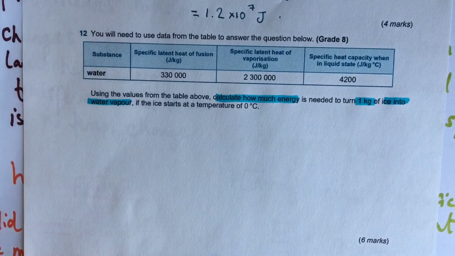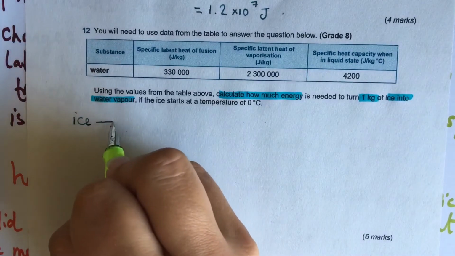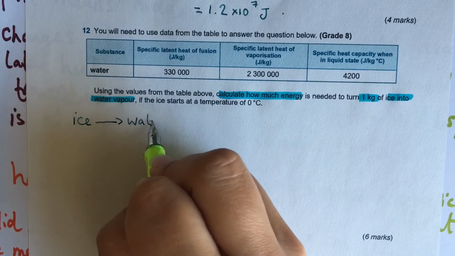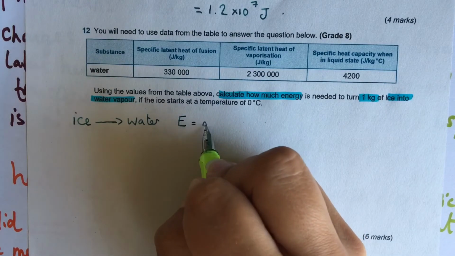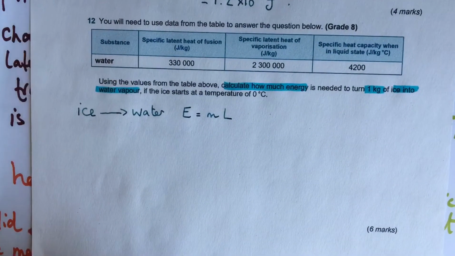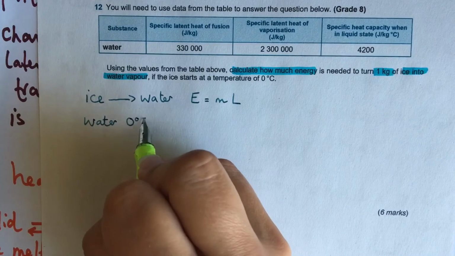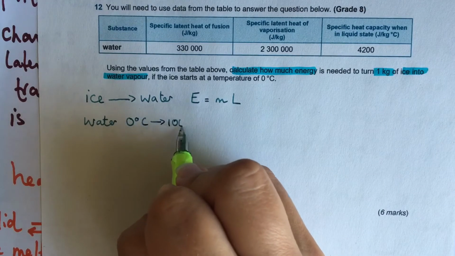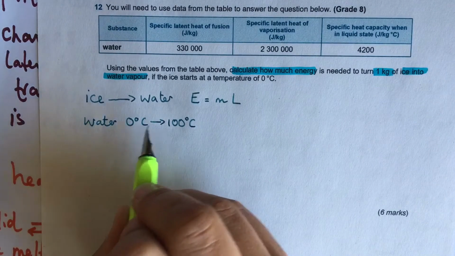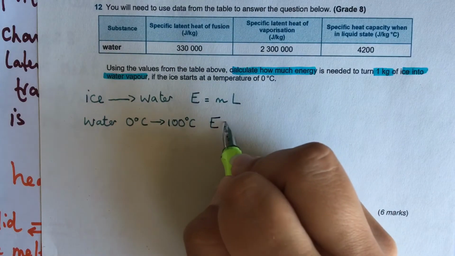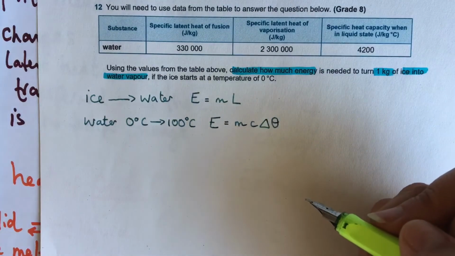So let's think about this step by step. First of all, I have ice, and this needs to turn into water. For this we need to use energy equals mass times specific latent heat. Then I need to get that water from 0 degrees Celsius to 100 degrees Celsius. So I need to do energy equals mass times specific heat capacity times the change in temperature.